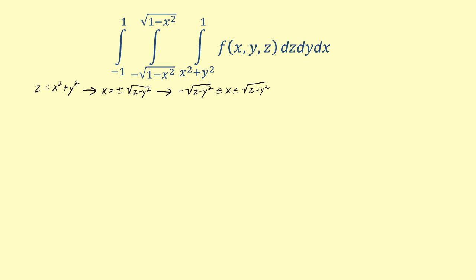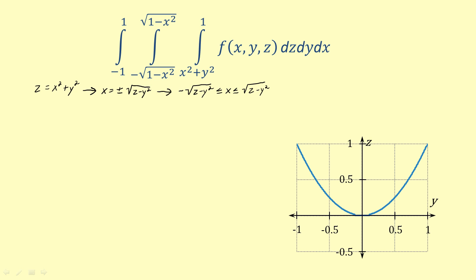The resulting shape is a parabola with an equation of the form y equals plus or minus the square root of z. We can use the graph to determine the limits on y and z. Notice that y is between the negative square root of z and the square root of z. Then, we can see that z is between 0 and 1.